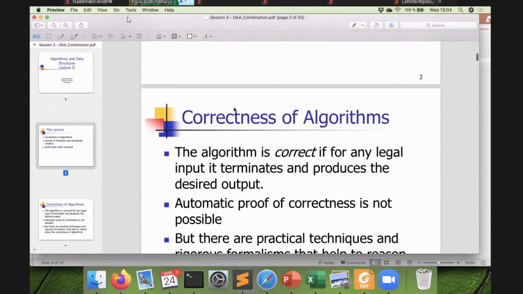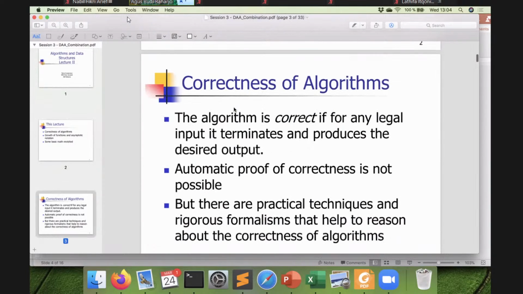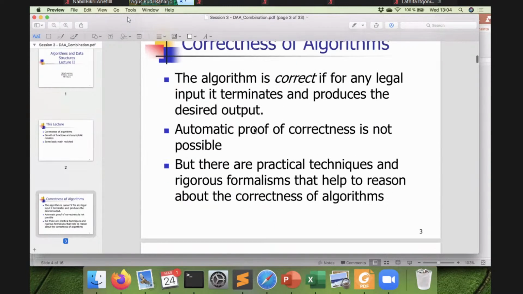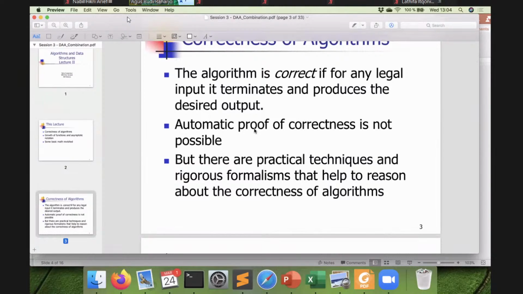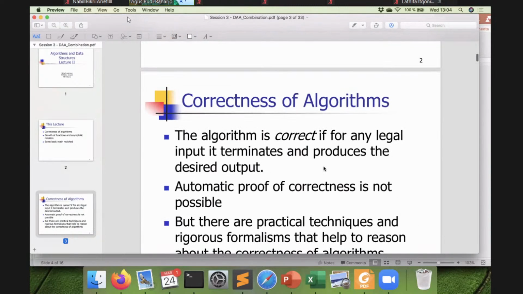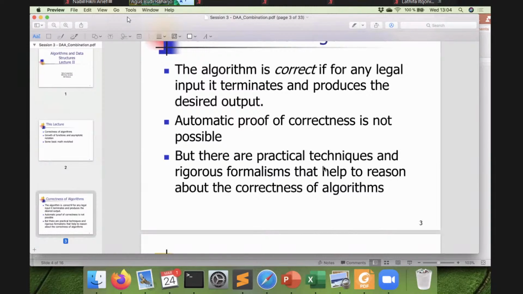We'll start with the review of correctness of algorithm. An algorithm is correct if for any legal input it terminates and produces the desired output. Automatic proof of correctness is not possible, so we have to prove it manually. There are practical techniques and rigorous formalism that help to reason about the correctness of algorithms. In this case, we will use the course of discrete mathematics.